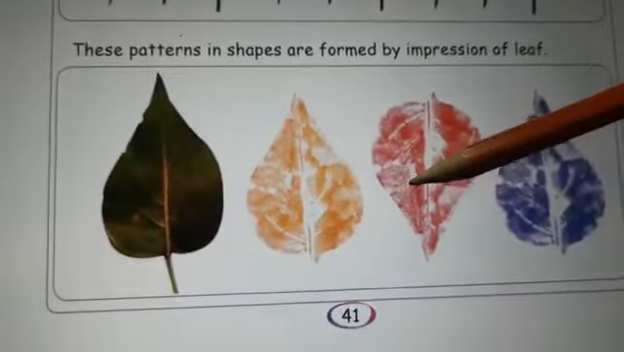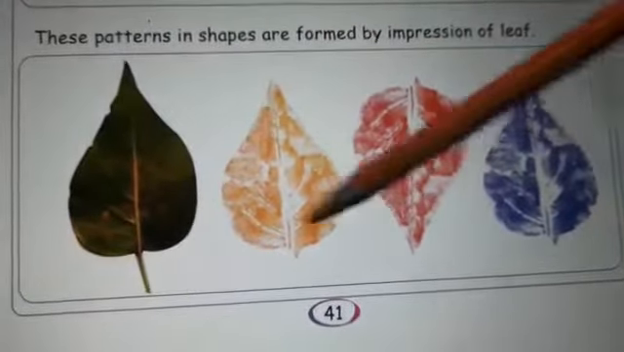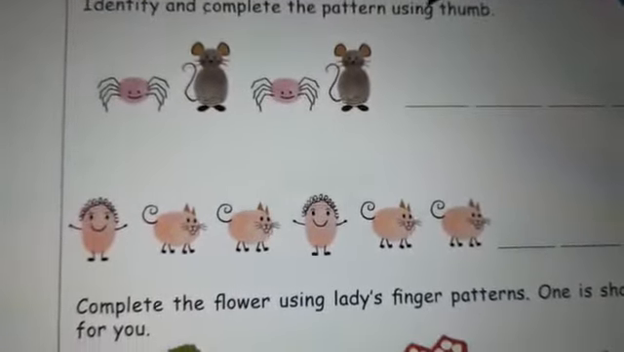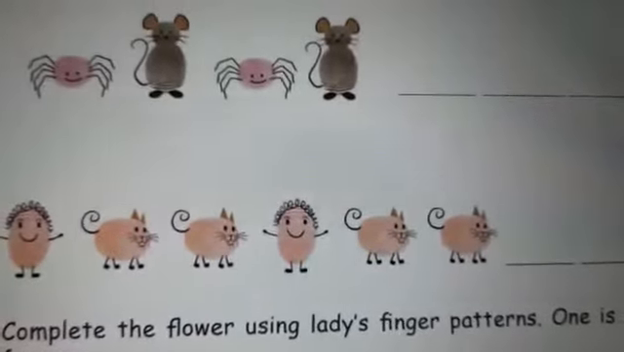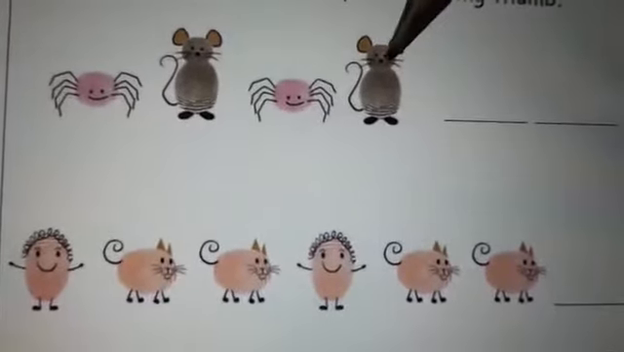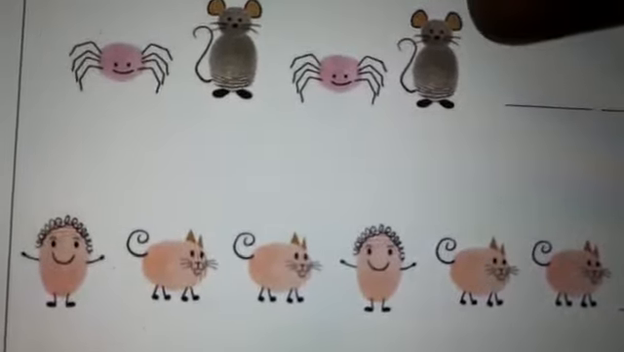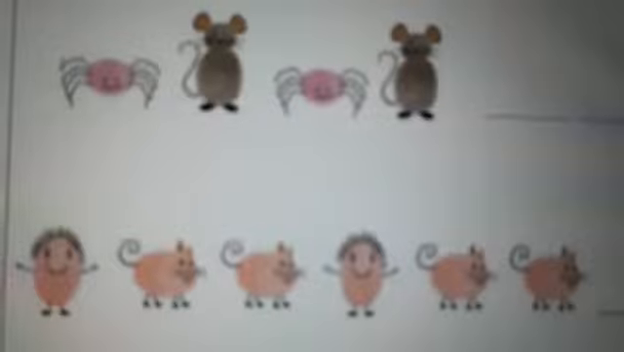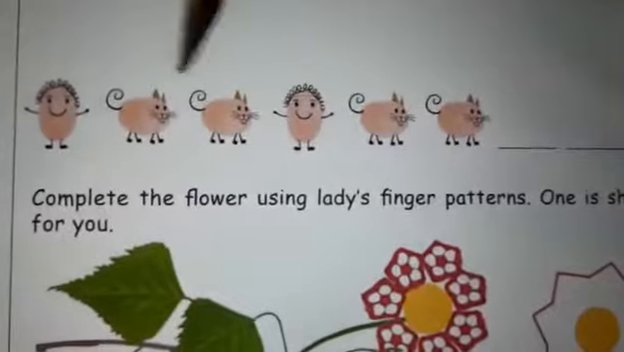See this? This impression is made with a leaf. With a leaf, it's a pattern. Okay. Identify and complete the pattern using thumb. You use your thumb and draw pictures here. Okay, children, first it's a crab and it is a rat. Crab and rat. Use the pink color for crab and ash color for rat. Use your fingers and draw this, complete this pattern. Likewise, do this pattern and complete it.